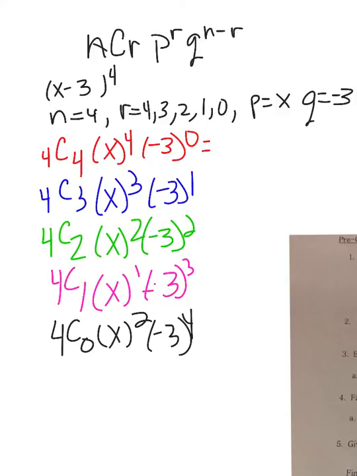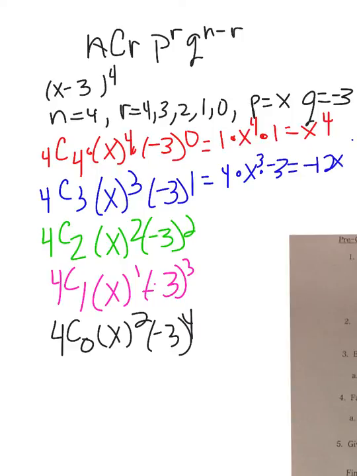Okay, so remember, this is all multiplying here. So 4C4 is 1, x to the 4th is just x to the 4th, negative 3 to the 0 power is 1, so then this is just x to the 4th. 4C3 is 4. X to the 3rd is just x to the 3rd times negative 3 to the 1st is negative 3. So this is negative 12 x to the 3rd. 4C2 is 6 times x squared. Negative 3 squared is 9. So this is 54x squared.